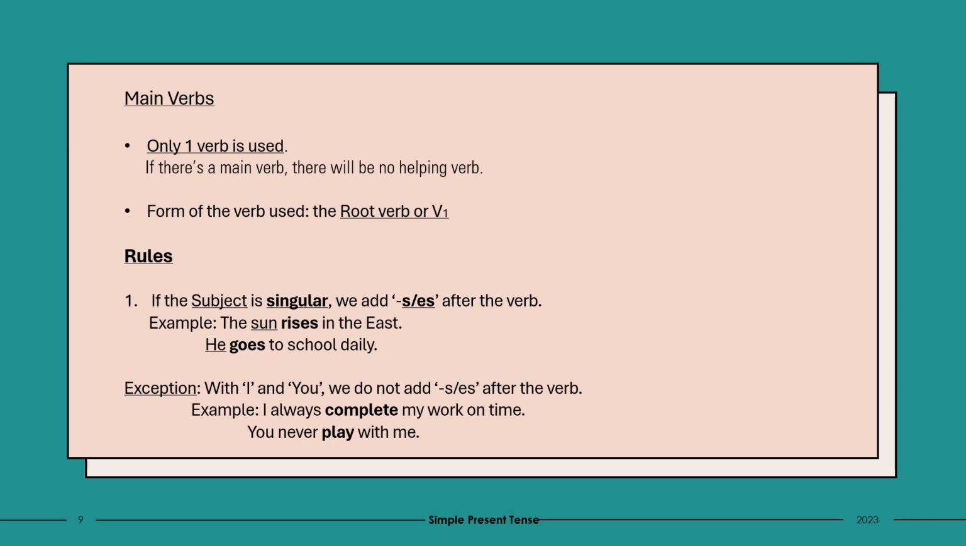Similarly, he goes to school daily. He is the singular subject. So we are going to add es to the root verb, that is go. So go becomes goes. Here we have only two exceptions that we have discussed earlier also, and they are I and you. With I and you, we are not going to add any s or es after the verb. For example, I always complete my work on time. No completes. No, complete. You never play with me. Okay, so with I and you, we use the plural rules only.